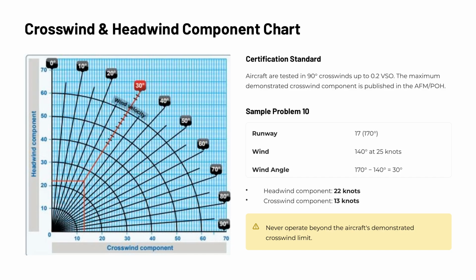Entering the chart with 25 knots and a 30-degree angle, we find a headwind component of approximately 22 knots and a crosswind component of approximately 13 knots. Always verify that the crosswind component falls within your aircraft's demonstrated limit before proceeding with the approach and landing. Exceeding that limit puts you outside the envelope the manufacturer has validated.